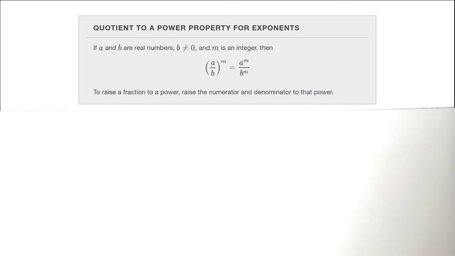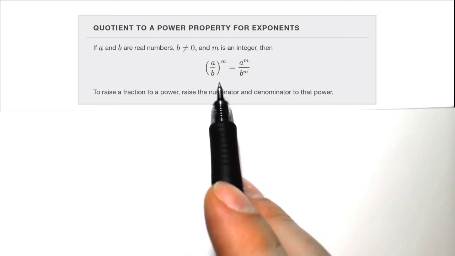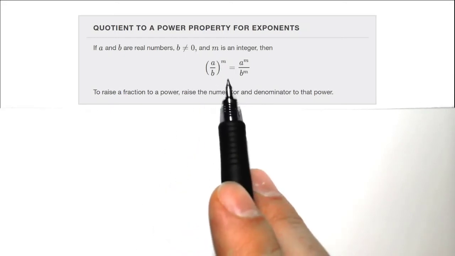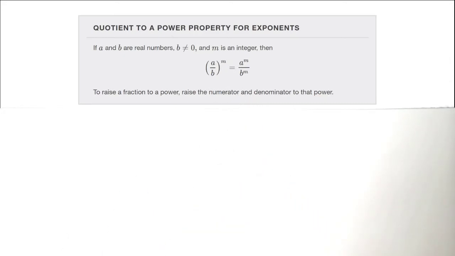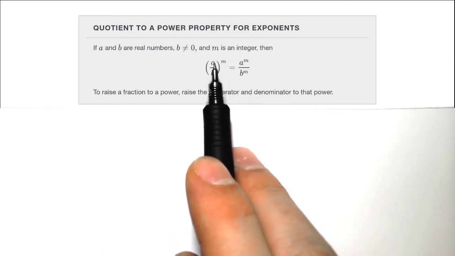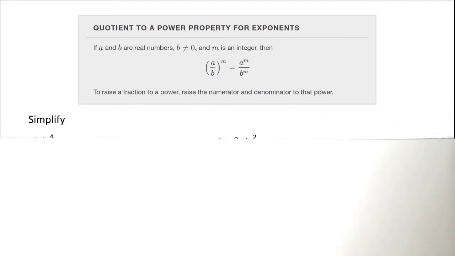Okay, next up, we have the quotient to a power property for exponents. Here we have a quotient raised to a power. What does it say to do here? Well, it says that we can just raise the numerator and the denominator individually to the power. So in other words, the power distributes across division. Very similar to the last property, where the power distributed across multiplication. Well, here it's distributing across division. So it shouldn't be too much of a surprise to you.